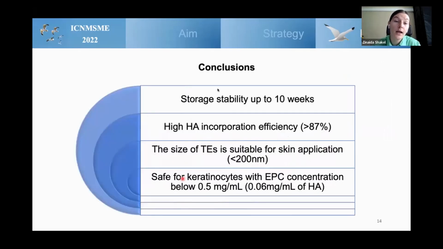As a conclusion, I want to say that the obtained nanoparticles have good storage stability up to 10 weeks and good hyaluronic acid incorporation efficiency, more than 97% except the first formulation. And the size of transethosomes is suitable for skin application because they're small and safe for keratinocytes with phosphatidylcholine concentration below 0.5 milligram per ml and a big amount of hyaluronic acid.